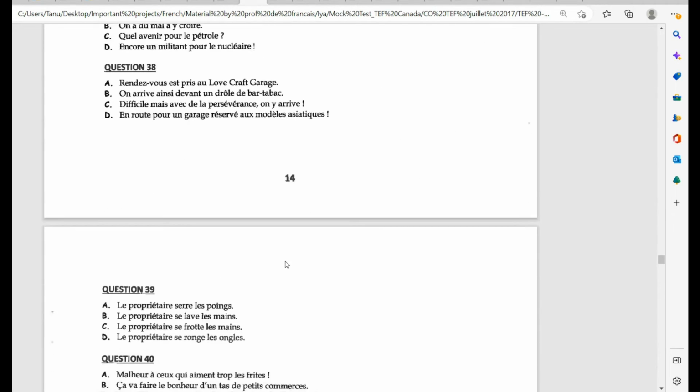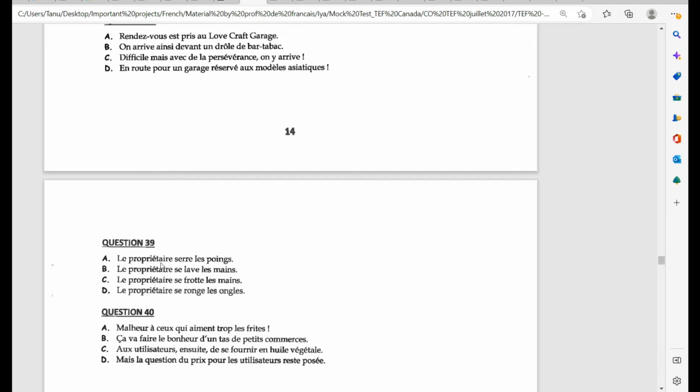examples. Le propriétaire. All right, so we are talking about the property owner. We are talking about the owner here of probably that particular garage. Le propriétaire serre les poings, se lave les mains, se frotte les mains, se ronge les ongles. Alright, so these are some expressions, and to guess the right answer, we should know what these expressions actually mean.